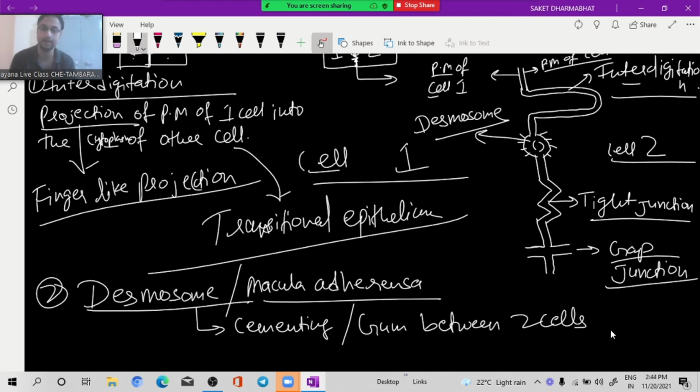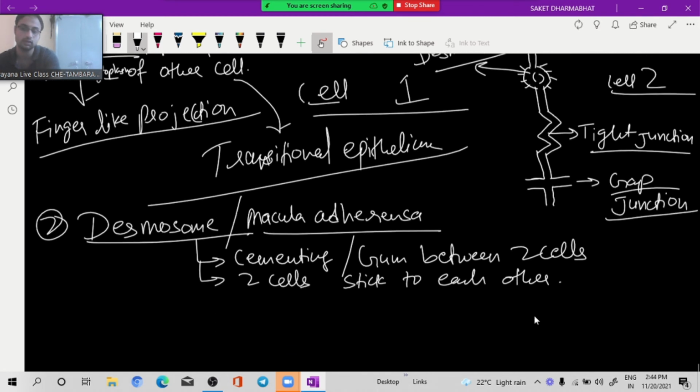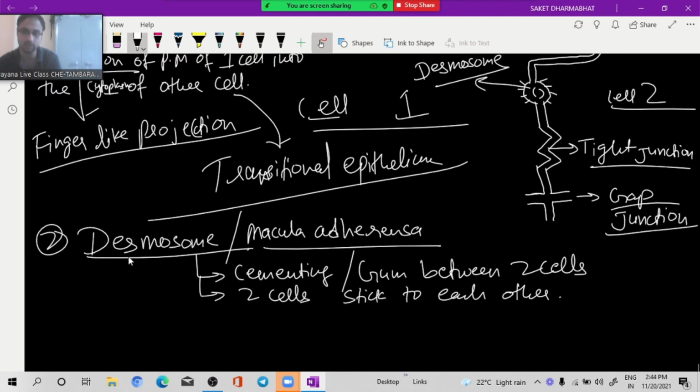Because of that, what will happen? The two cells adhere, stick to each other. Desmo means button-like. And macula, what is the meaning of macula? Macula means spot.